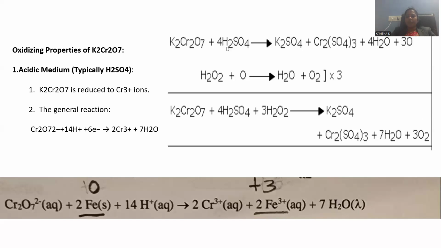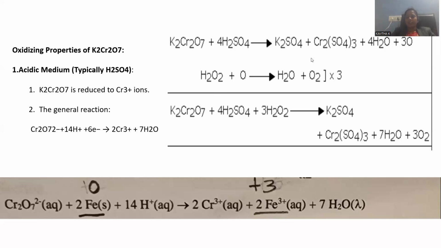So potassium dichromate, upon reacting with sulfuric acid, generates K2SO4, chromium sulfate, and water, and there is a release of nascent oxygen. That nascent oxygen is able to combine with H2O2, for example. Hydrogen peroxide is also able to release one of its oxygens, right? The peroxide bond is highly strained, so it releases one of the oxygens, giving rise to water, and another product will be oxygen. This is the way potassium dichromate also reacts with hydrogen peroxide under acidic conditions, able to release molecular oxygen.